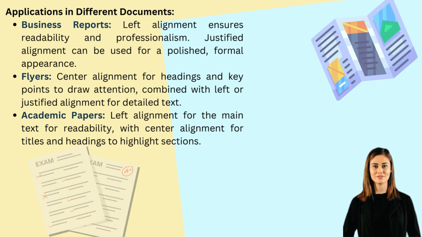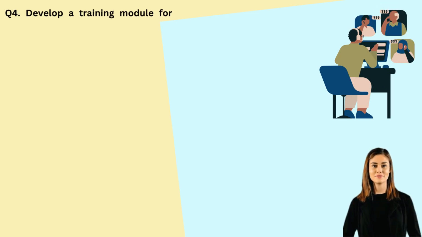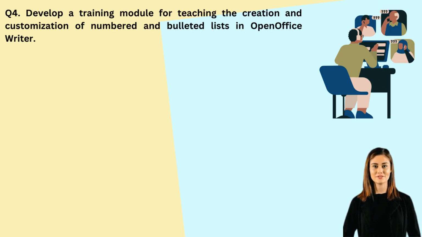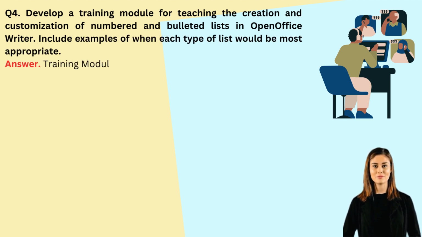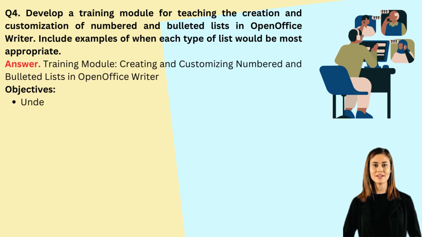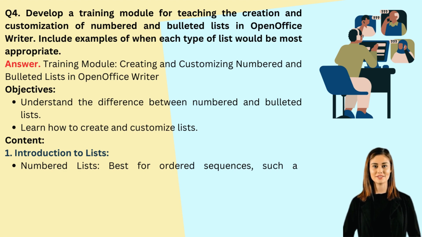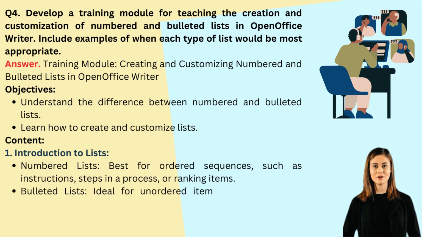Question 4. Develop a training module for teaching the creation and customization of numbered and bulleted lists in OpenOffice Writer. Include examples of when each type of list would be most appropriate. Answer. Training module: creating and customizing numbered and bulleted lists in OpenOffice Writer. Objectives: understand the difference between numbered and bulleted lists. Learn how to create and customize lists.